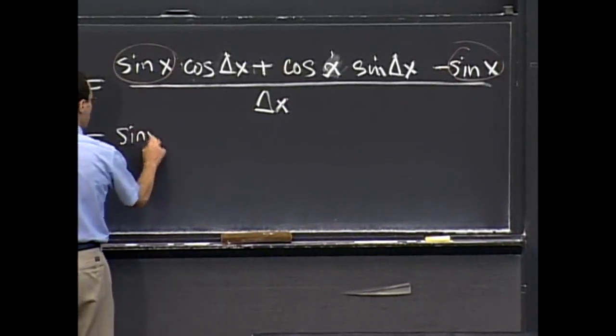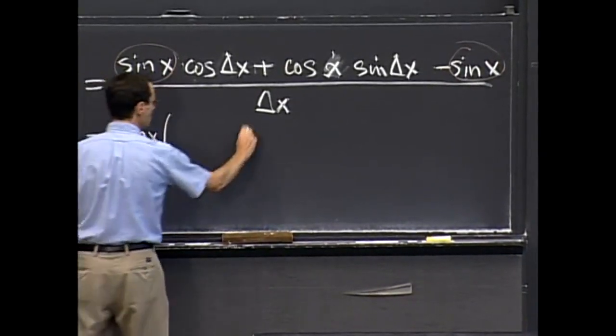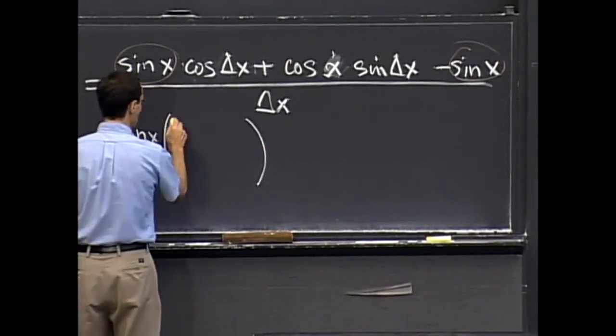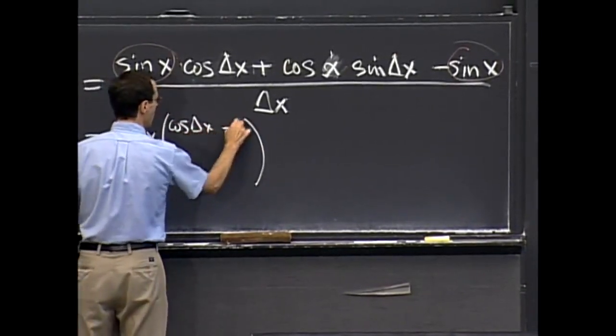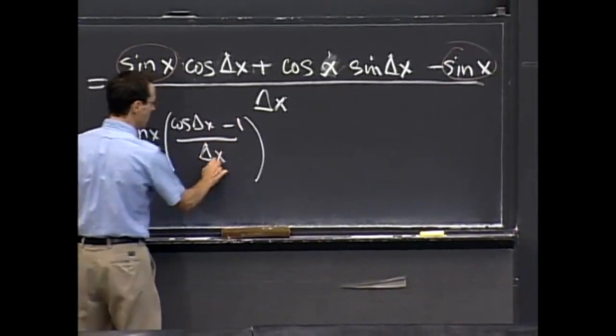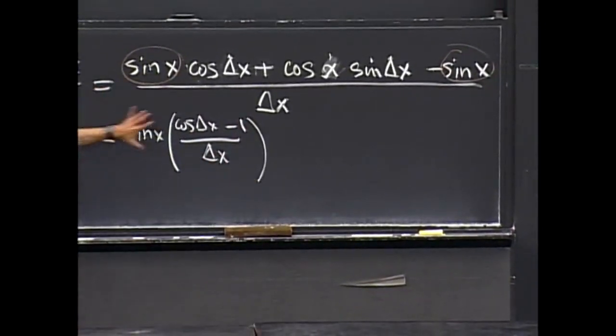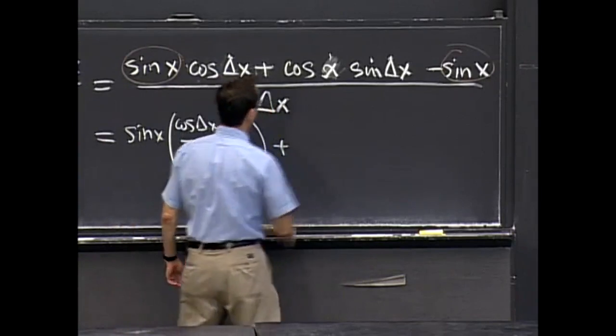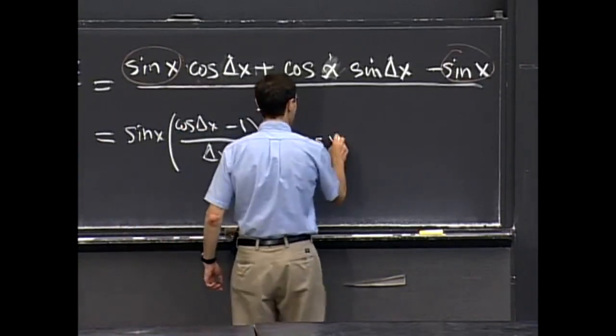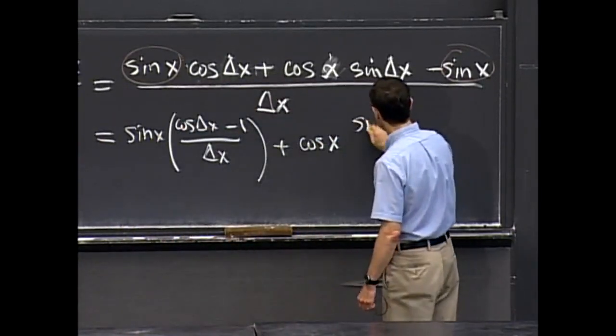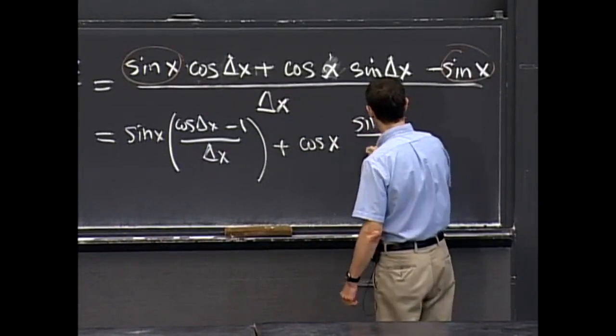So we have the common factor of sine x, and then that multiplies something that will cancel, which is cosine delta x minus 1 divided by delta x. So that's the first term. And now what's left? Well, there's a cosine x that factors out, and then the other factor is sine delta x over delta x.